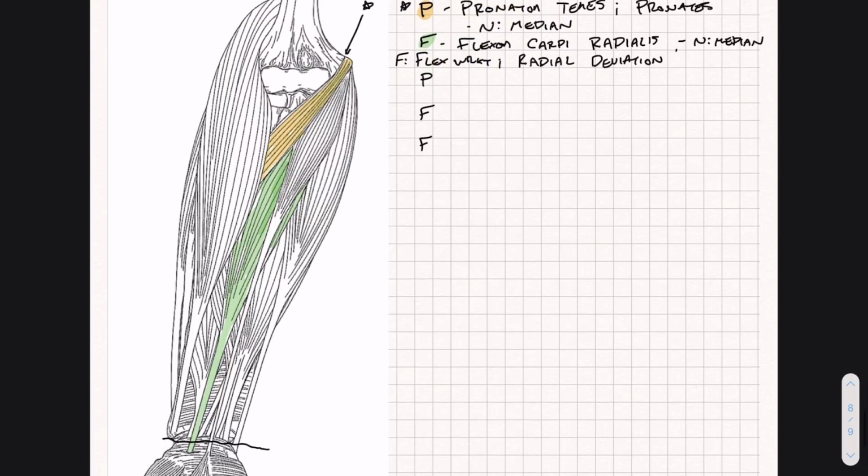Next muscle we're going to talk about starts here, and then it turns into a tendon, and then the tendon stops right there. This muscle is called the palmaris longus. Not everybody has this muscle.